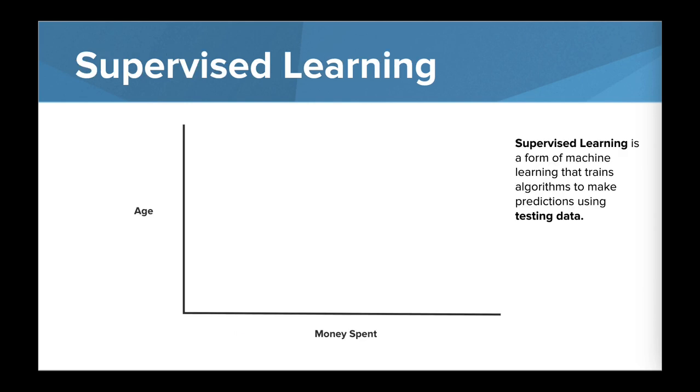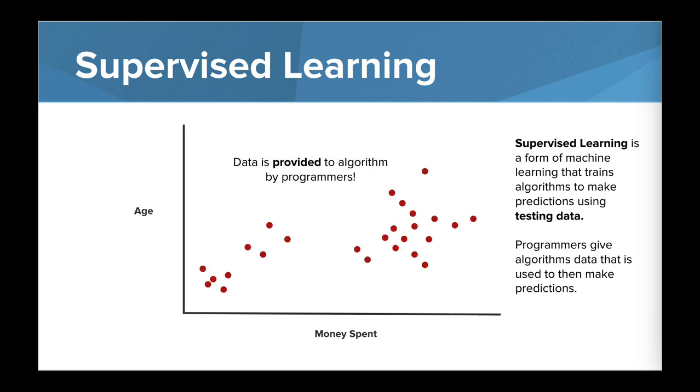Machine learning uses supervised learning to help make predictions. Supervised learning is the process of training algorithms to make predictions using testing data, where the outcomes of a specific event is already determined. Programmers give algorithms data so that it can make predictions based off the data it's been trained on. Existing data is provided to the algorithm by the programmer, and the supervised learning algorithm then finds patterns in the provided data. In this case, it makes a line of best fit.